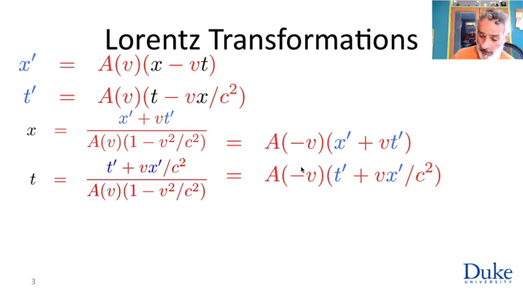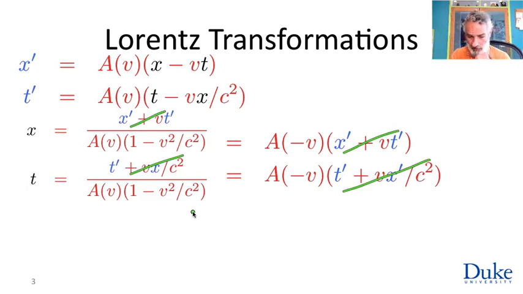Okay, that's great, because now lots of things look consistent. Look, the x prime plus vt prime cancels. That's reasonable. The dependence here is reasonable. It's only a question of this A of v and A of minus v. What do we know about A of v and A of minus v? A of v is the coefficient corresponding to moving with velocity v, say, to the right. A of minus v is the coefficient corresponding to moving with that same speed to the left.